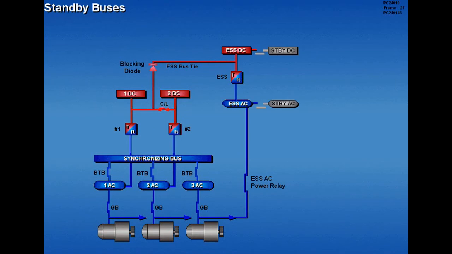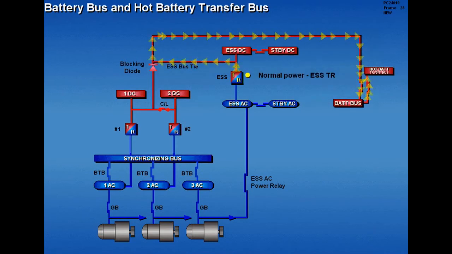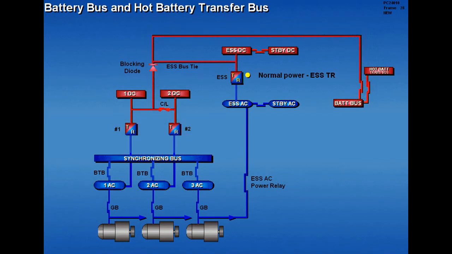Normally, the essential AC bus powers the standby AC bus, and the essential DC bus powers the standby DC bus. Normal power to the battery bus and the hot battery transfer bus is provided by the essential TR, and backup power is provided by the number 1 and or number 2 TRs.